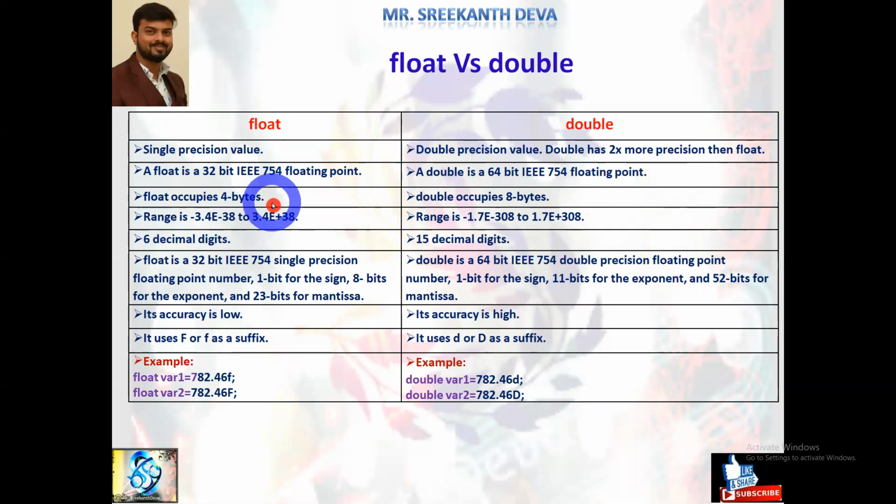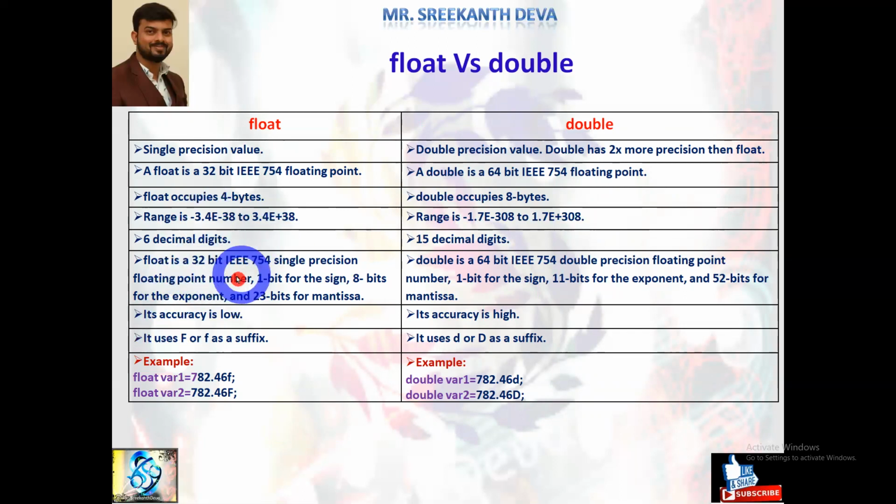Float occupies 4 bytes of memory. Okay, in case of double, double occupies 8 bytes of memory. The range varies from minus 3.4e minus 38 to plus 3.4e plus 38. In case of double, the range is minus 1.7e minus 308 to 1.7e plus 308. Float occupies 6 decimal digits, double occupies 15 decimal digits. After that, the value is going to be rounded off.